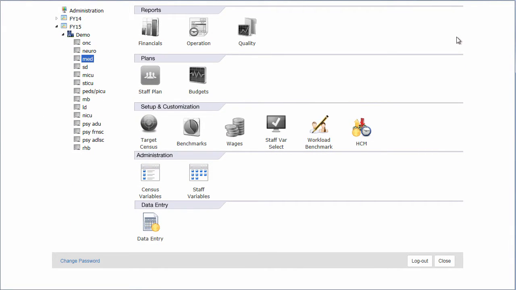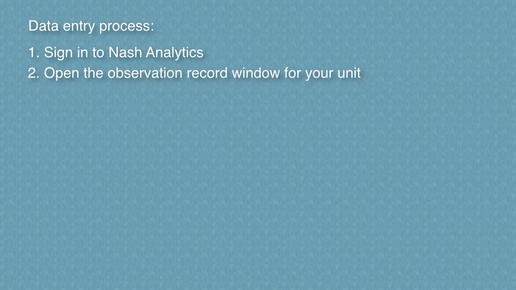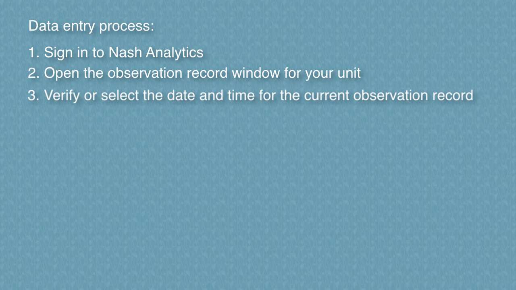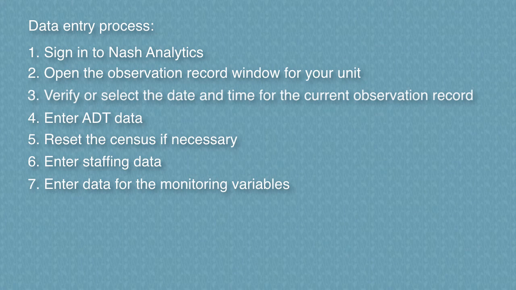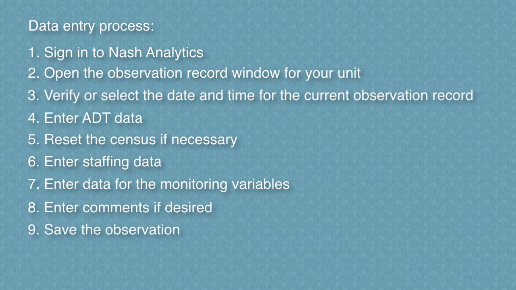That's the end of the training. Let's recap what you've learned. The data entry process involves these basic steps. Sign into Nash Analytics. Open the observation record window for your unit. Verify or select the date and time for the current observation record. Enter ADT data. Reset the census if necessary. Enter staffing data. Enter data for the monitoring variables. Enter comments if desired. And finally, save the observation.